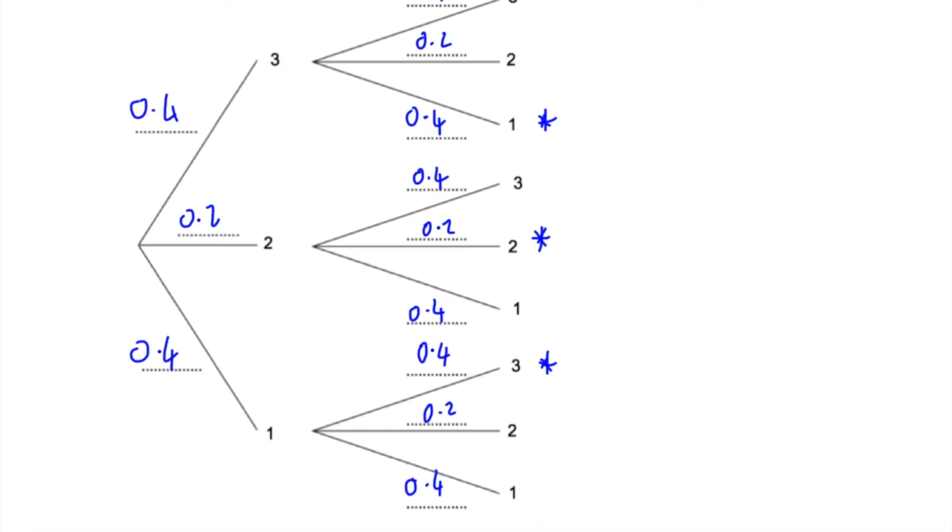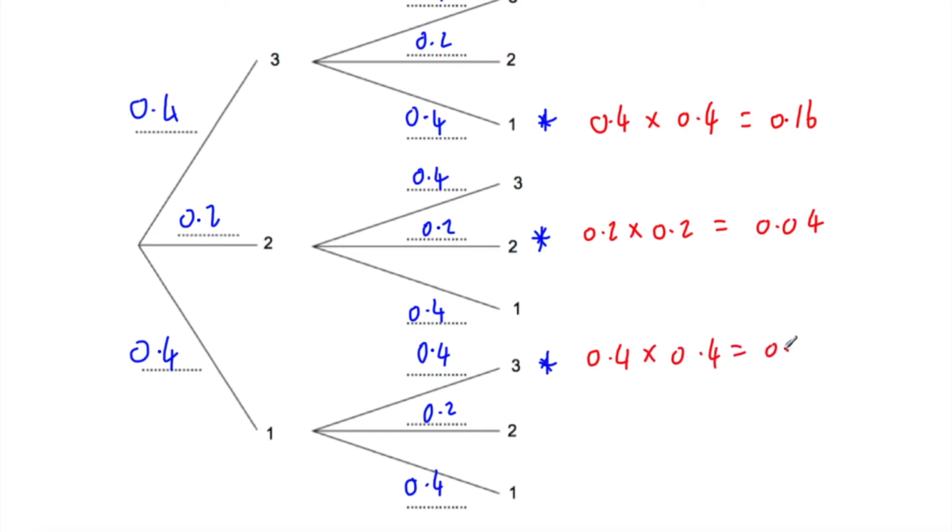So let's find these probabilities. For a 3 and a 1, that's 0.4 multiplied by 0.4, because we multiply the probabilities along the branches, which is 0.16. For a 2 and a 2, that's 0.2 multiplied by 0.2, which is equal to 0.04. And the probability of a 1 and a 3 is 0.4 times 0.4, which is equal to 0.16.